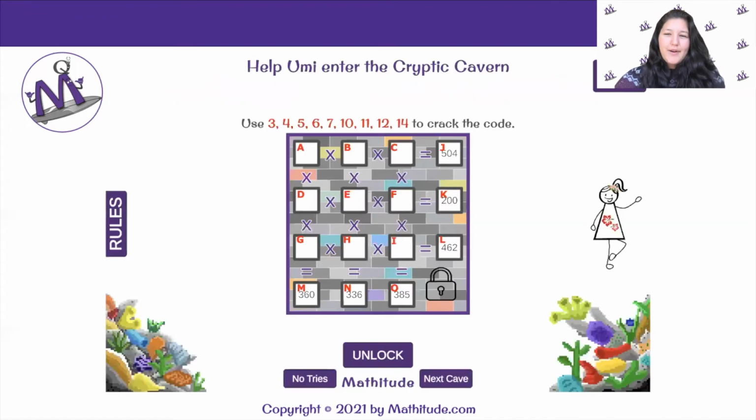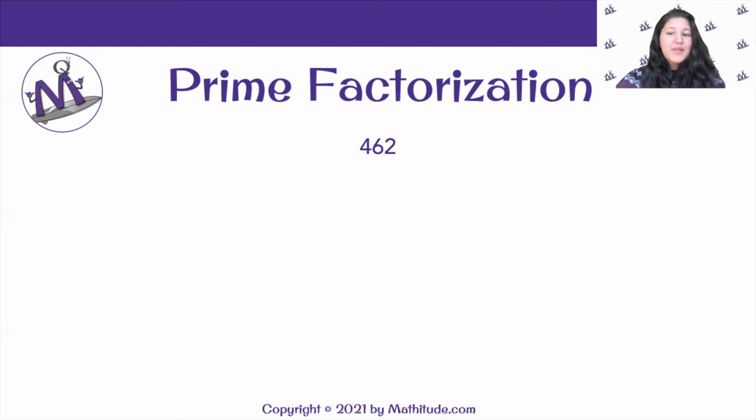What about a big number, like the kind in Cryptic Caverns? Let's try one of the numbers from the puzzle, like 462. If we add up the digits, we get 12, so we know right off the bat that the number is divisible by 3. If we divide it by 3, we get, let me just do that in my head, 154. Using the divisibility rule for 2, which tells us that if a number is even, it's divisible by 2, we can divide out 2, leaving us with 77.